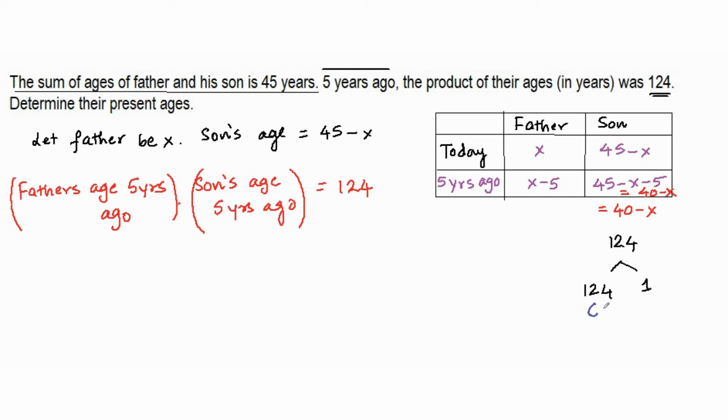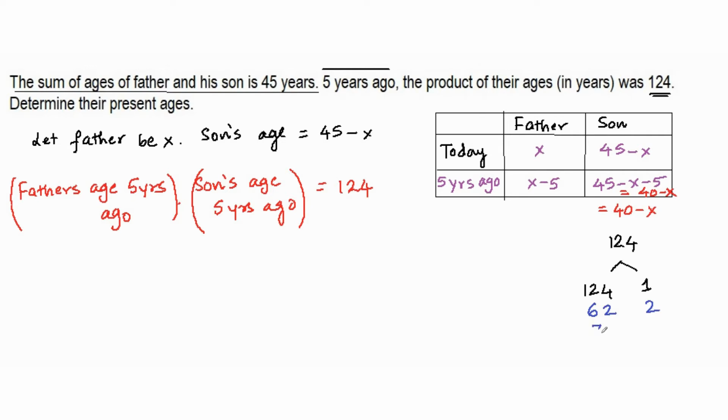The other option that I have is 62 twos are, again 62 and 2, the father being 60 and son being 2. Again, that is a bleak possibility, and moreover, the sum of their ages will not be 45 in that case, right? Because this is the age 5 years ago, so the age today is 67 and 7, and that won't add up to 45. So this also looks difficult.